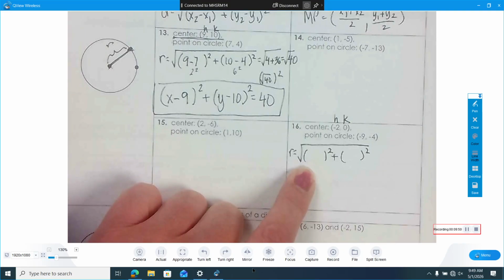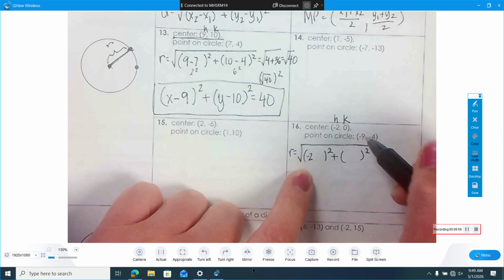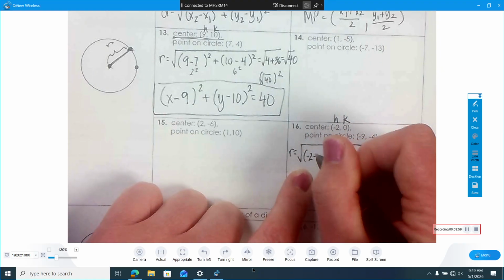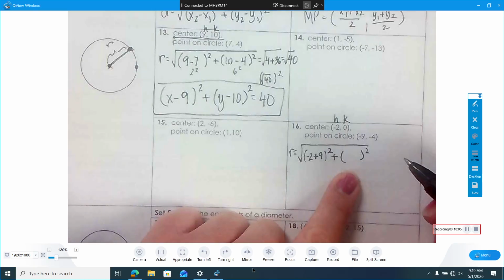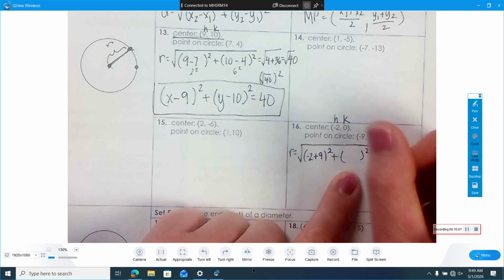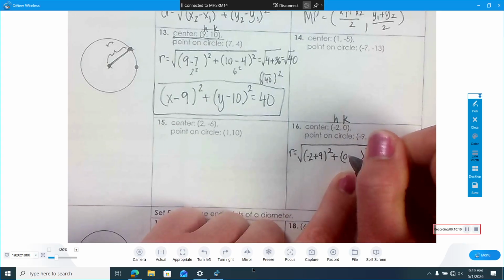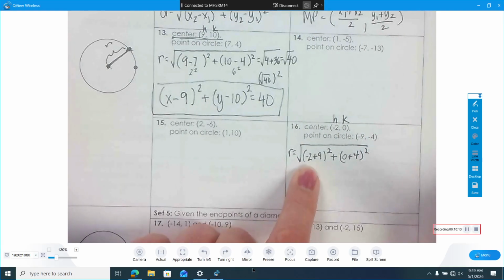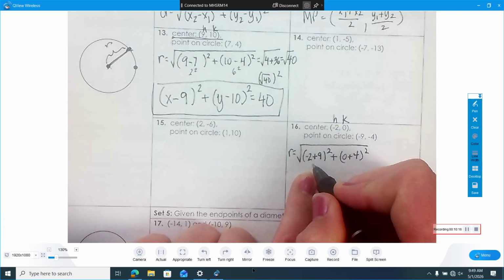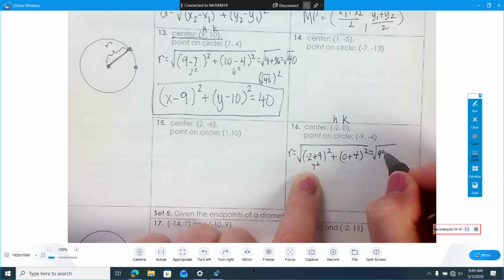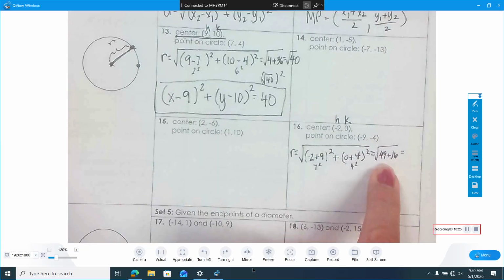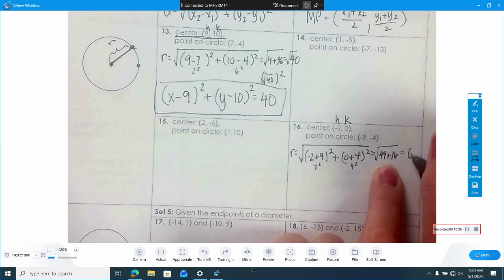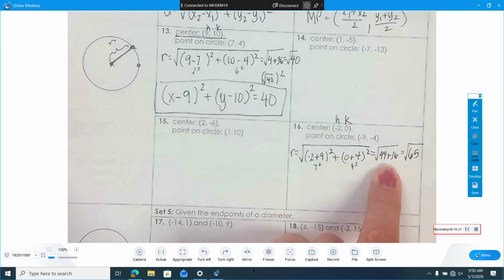And so what are the x's? -2 minus a -9. Minus a -9 turns to +9, okay? All right, what about the y's? Yeah, 0 minus a -4. It becomes 0 plus 4. All right, what is -2 plus 9? 7 squared would be 49. And then 4 squared is 16. And 49 plus 16 is 65? Is that right? Yeah, you guys are better at math than me.